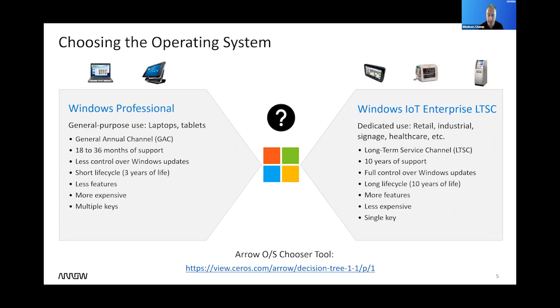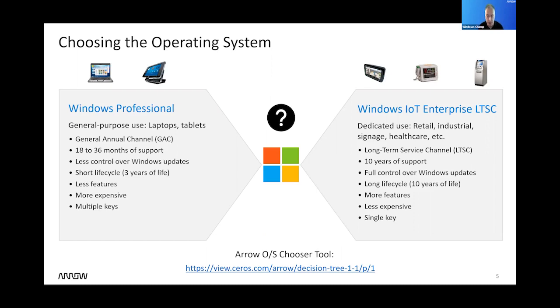And then lastly, I'll mention down in the bottom, we have a brand new Arrow operating system chooser tool, which, if you visit that website, it'll ask you questions and it will steer you toward not only if you're building an appliance, the IoT version, but it will actually help you choose which IoT version, which we will cover here in a few more minutes.